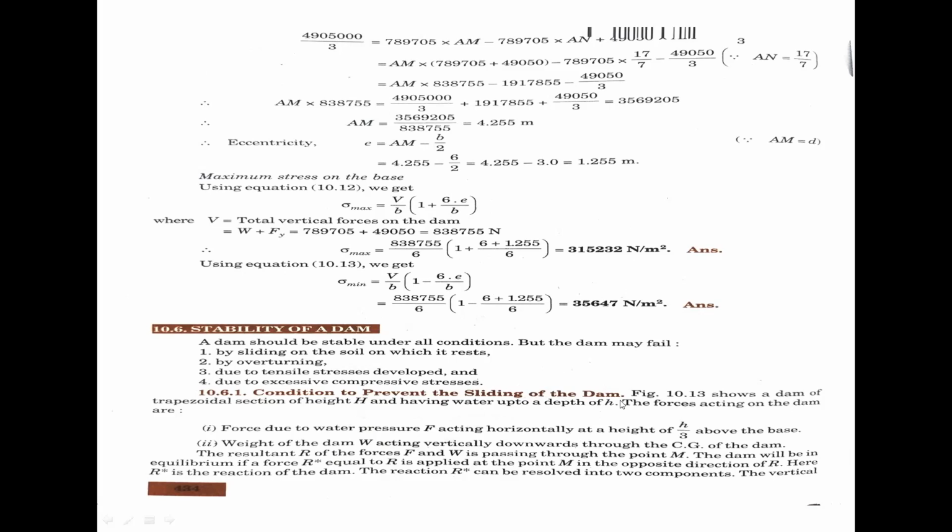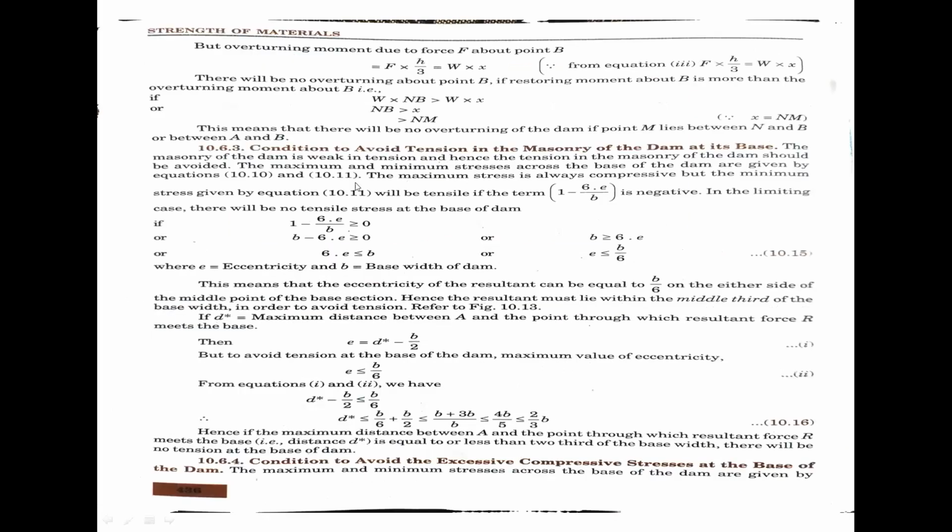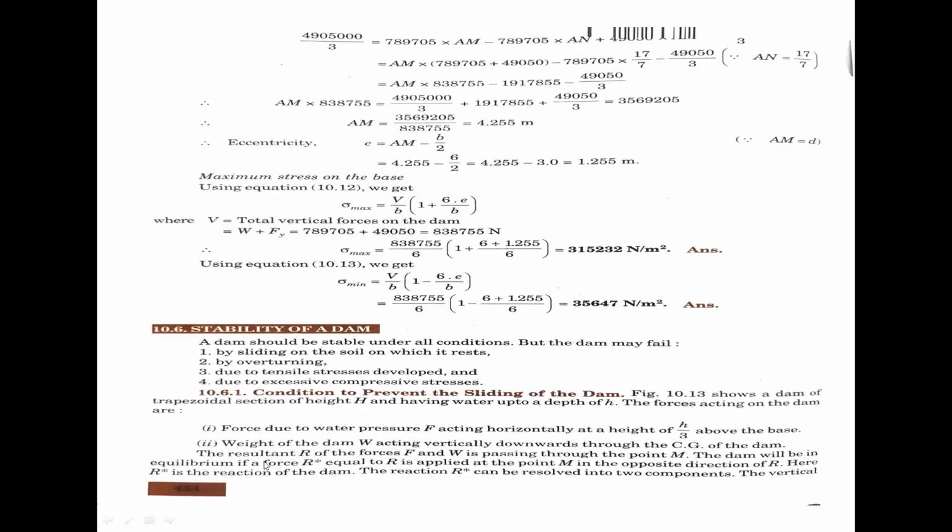The forces acting on the dam are: first, the force due to water pressure, capital F, acting horizontally at a height of h by 3 above the base. See the first condition in the diagram: the horizontal force acts at a height of h by 3 above the base. That is the first point. Second, the weight of the dam, capital W, acting vertically downwards through the center of gravity of the dam.